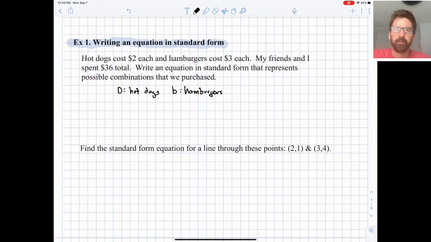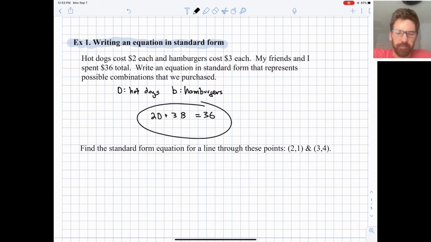When you have a couple things adding up to a total, it's a great time to use standard form. A couple things add up to $36. We have $2 for each hot dog plus $3 for each burger is $36. So it's really easy to translate that scenario right into an equation.